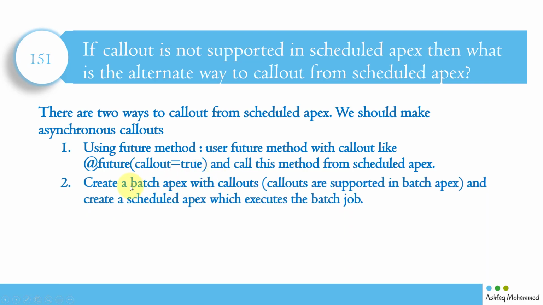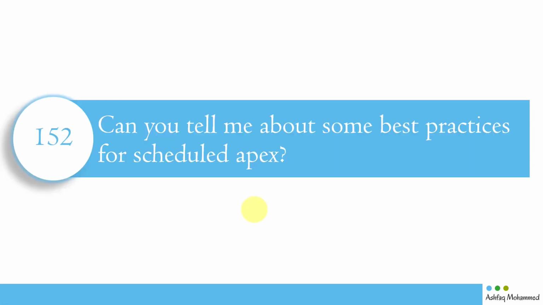The other way is to create a batch Apex. Again, we are not directly calling it from the schedule. We are creating a batch Apex with callouts. Callouts are supported in batch Apex as well. And create a scheduled Apex which executes the batch. So the schedule is calling the batch, and the batch is calling the callout. Here also the schedule is calling the future method, and the future method in turn is calling the callout. So this is how we can call out, but normally we don't do this, but it is good to know.